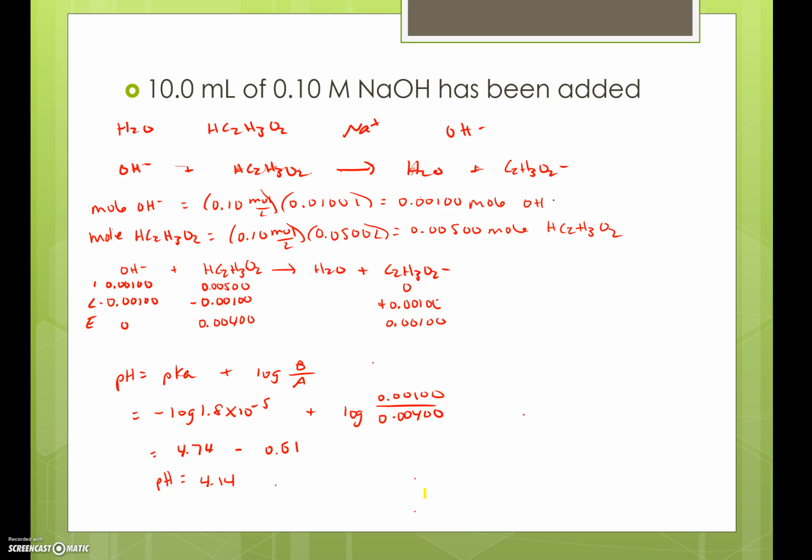Now we've got a buffer solution. We can use the Henderson-Hasselbalch equation to calculate the pH. So we'll take the pKa plus the log of the base over the acid to calculate our pH. So our pKa is the negative log of 1.8 times 10 to the minus 5, which gives us 4.74. And we'll take the log of our base over our acid. Remember that the acetate is the base and the acetic acid is the acid. So we have the log of 0.00100 over 0.00400. That'll give us negative 0.61. So our pH is now 4.14.